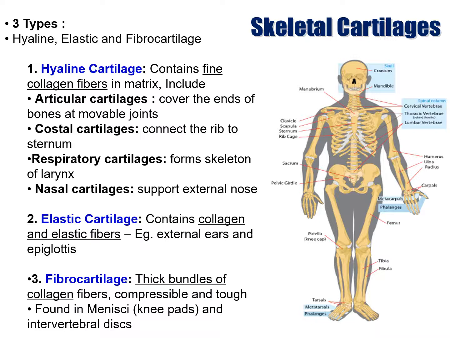The elastic cartilage is located in the external ears or in the epiglottis, and it contains collagen as well as elastic fibers. The third type of cartilage, fibrocartilage, is made up of collagen fibers, but these particular collagen fibers are thick. An example of fibrocartilage is found in knee pads.